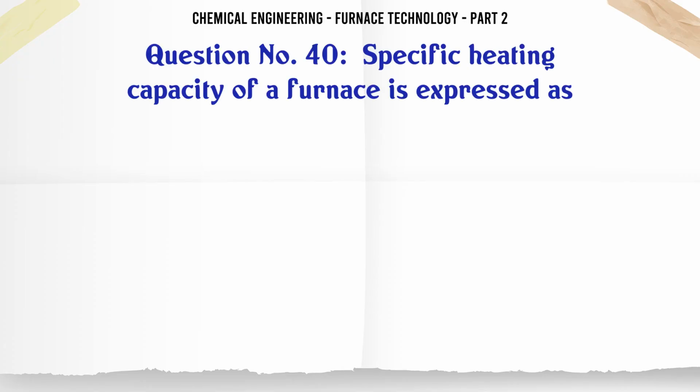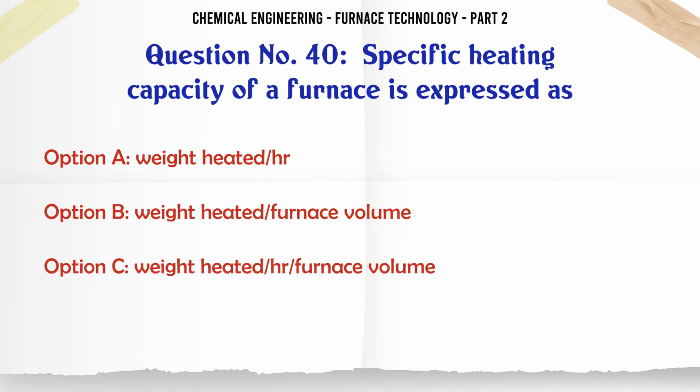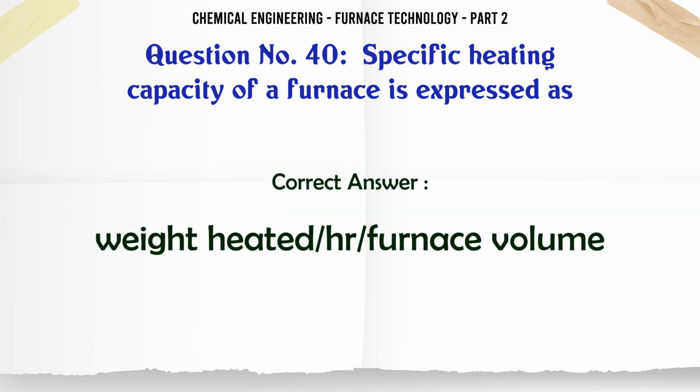Specific heating capacity of a furnace is expressed as A. Weight heated per hour. B. Weight heated per furnace volume. C. Weight heated per hour per furnace volume. D. None of these. The correct answer is weight heated per hour per furnace volume.